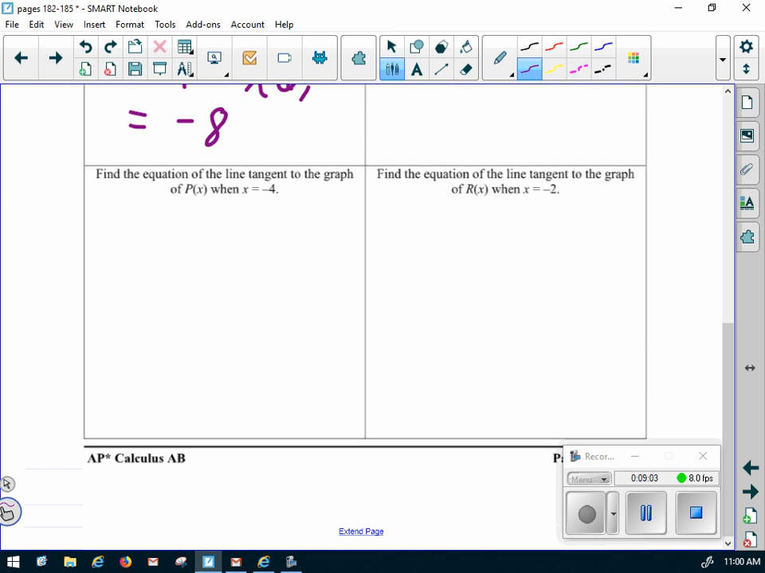Go below. Find the equation of the line tangent to p of x when x is negative 4. I sound like a broken record, and I mean to. If I'm writing the equation of a tangent line, what do I need to know? Slope and point. What's the slope of the tangent line at x equal negative 4 on p of x? That's what we just found. Your point of tangency. What's the x value of your point of tangency?